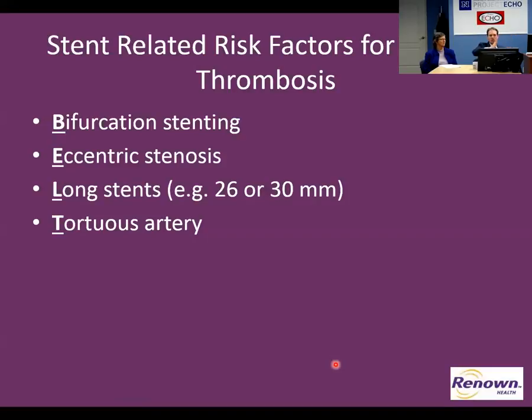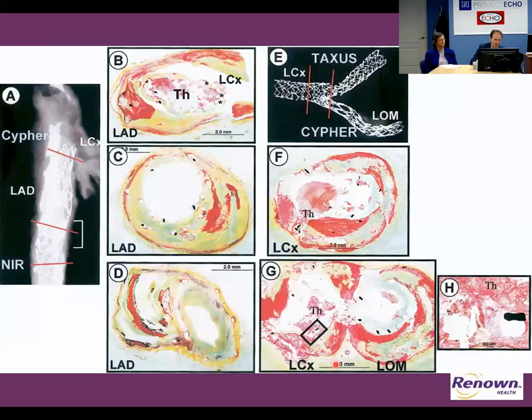If the stenosis is eccentric, that's a risk for stent thrombosis. If they have a long area of stents, sometimes we used to call them a full metal jacket. You just stent the whole artery, stem to stern. That's a risk for stent thrombosis. And if the artery is tortuous, that's a risk for stent thrombosis.